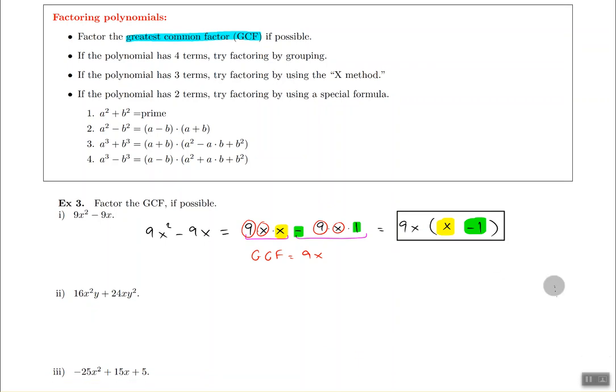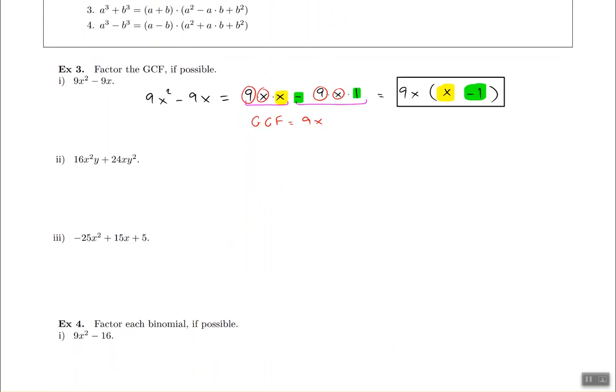So let's take a look at the second problem. The second problem says 16x squared times y and then 24x y squared. So let me go ahead and write it down. 16x squared y plus 24x y squared. What are the repeating factors? What's the common factor? Well, let's start with 16. I can break down 16 into multiple different ways. For example, I could do 2 times 8. I could do 4 times 4. I could do 2 times 2 times 2 times 2, 4 times in a row like that. I'm going to pick 2 times 8. Next, I have x squared, which can be written as x times x.